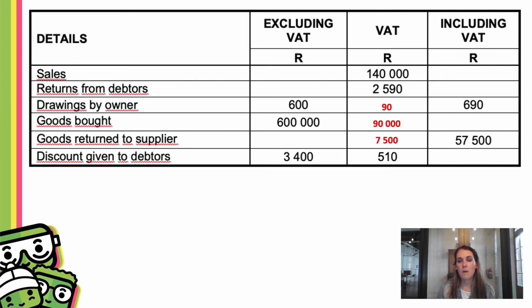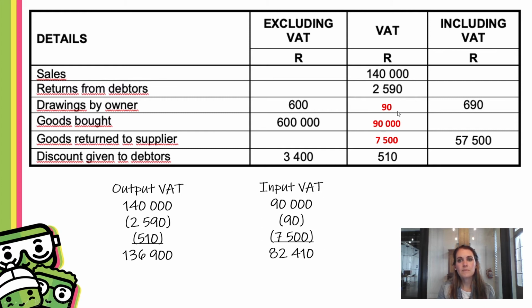So now we're back at our column. For output, I have indicated 3 amounts. Sales will be the base transaction. Return from debtors will decrease the output VAT, as well as the discount given to debtors. So I am minusing them and getting a total output VAT amount. Then I do the same for input VAT. Where goods bought, the 90,000 is my base transaction, input VAT. When I return goods to my supplier, I'm going to minus the 7,500. And when the owner takes drawings of stock, then I'm going to minus the 90 as well. And then I get a total.